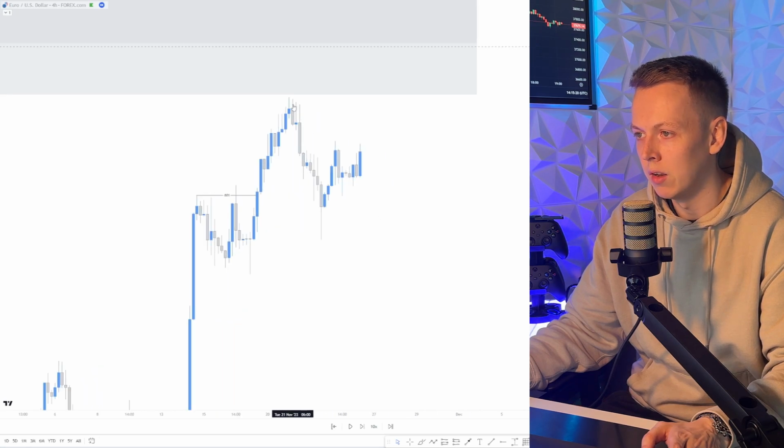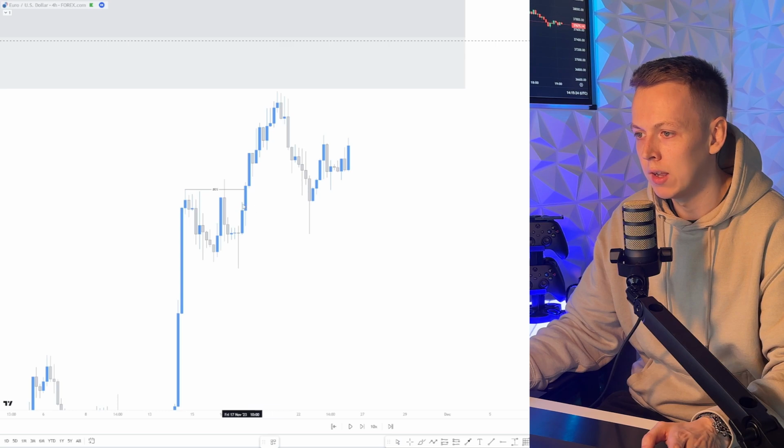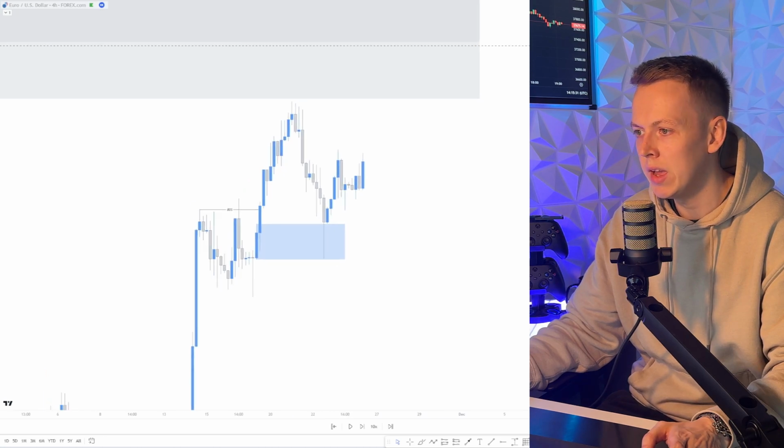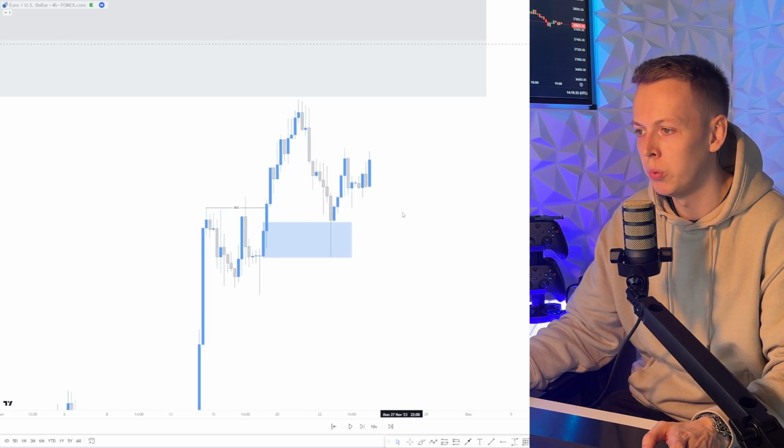Okay, price then started to pull back. We came into the range. We had this great tap in just in here. So this can be seen as a 4-hour area of demand, and then ever since then, we've been continuing to push higher.